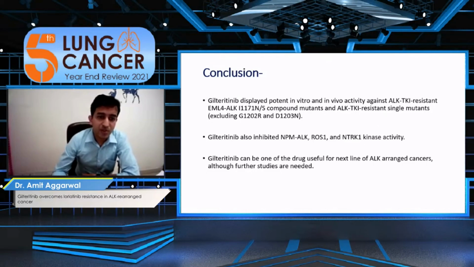So to conclude, gilteritinib displayed potent in vitro and in vivo activity against ALK-TKI resistant simple and compound mutations. It also inhibited ROS1 and NTRK1 kinase activity. So it can be one of the drugs useful for the next line of ALK-rearranged cancers, although further studies are warranted.